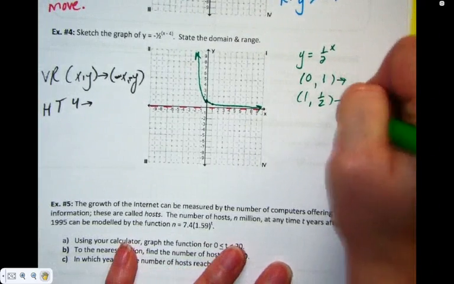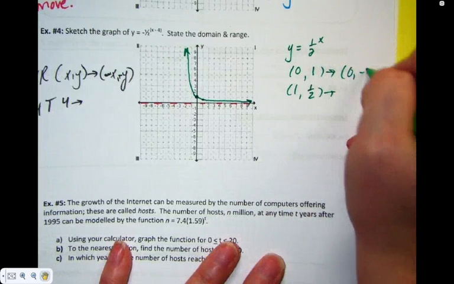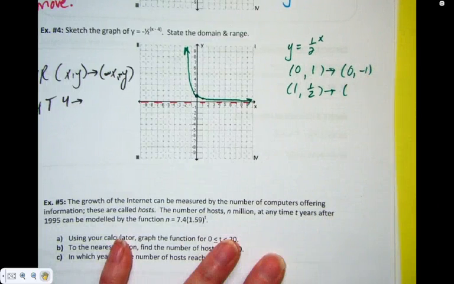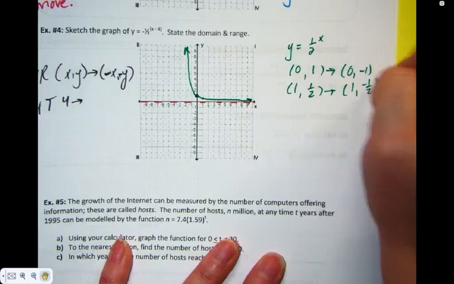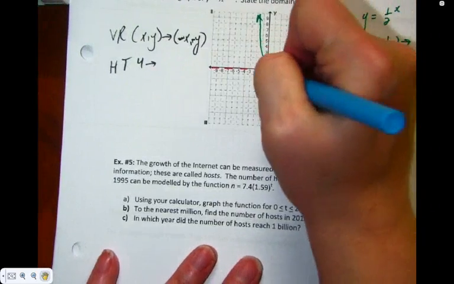If you're a point person, we can just come to here to do the vertical reflection. 0, 1 would go to 0, -1. And 1, 1/2 would go to 1 and -1/2. So we're just flipping it over the x-axis.